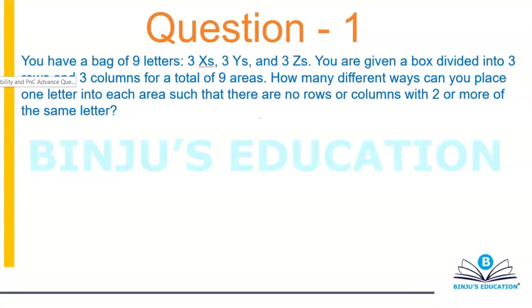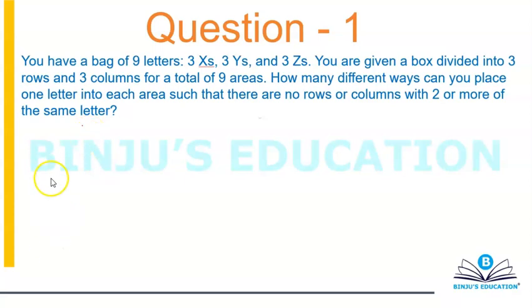All right, let's see how we can solve this one. So let's see what the question says. You have a bag of 9 letters, 3 X's, 3 Y's and 3 Z's. You are given a box divided into 3 rows and 3 columns for a total of 9 areas.